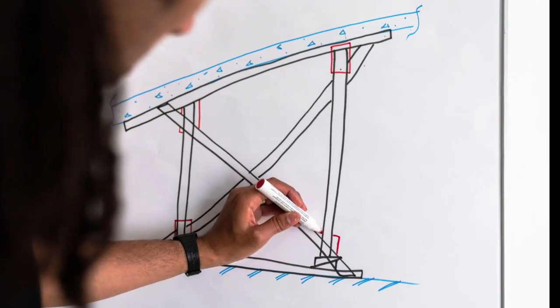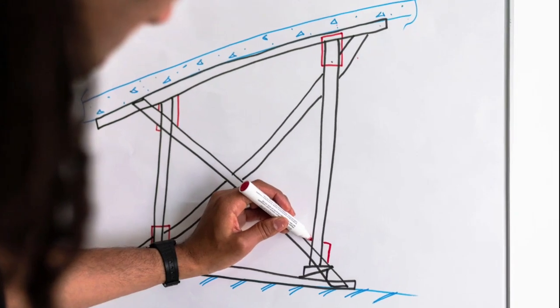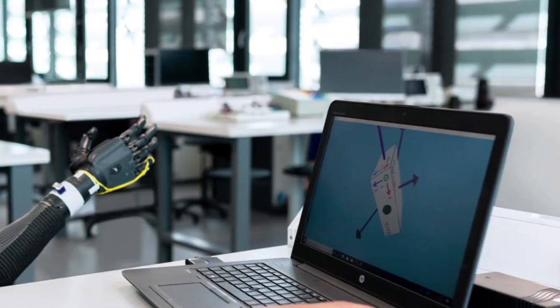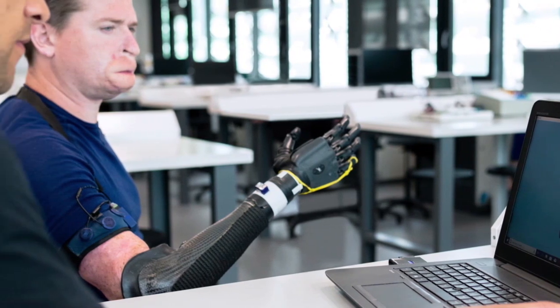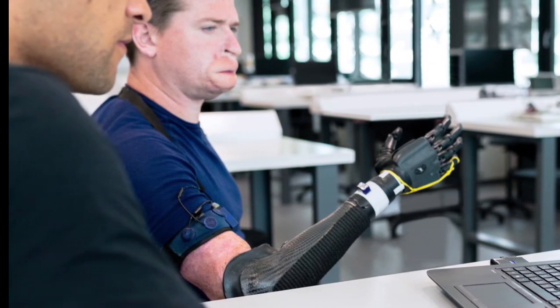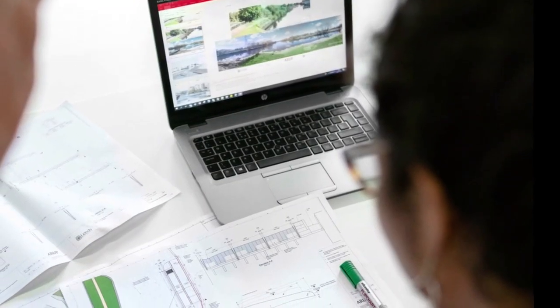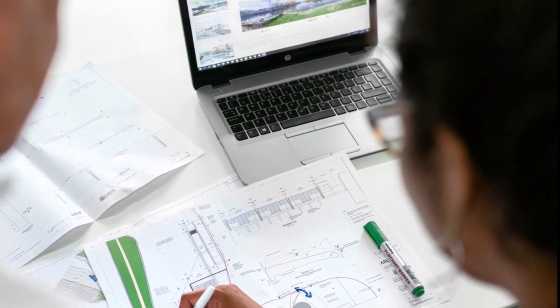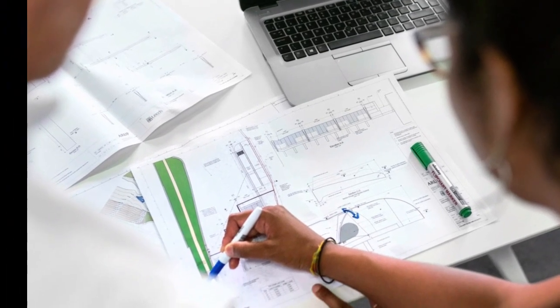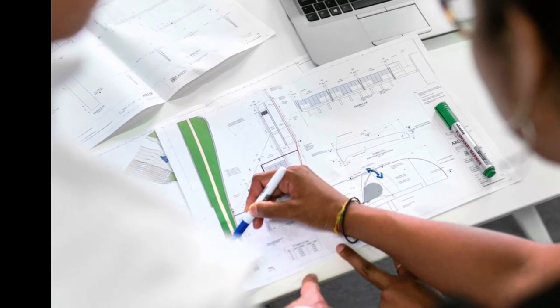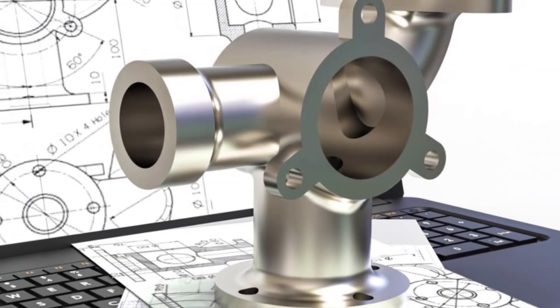They play a crucial role in the manufacturing industry, working with engineers and technicians to bring ideas and concepts to life. Here are the key responsibilities and skills of a mechanical engineering designer. Design creation, using computer-aided design, CAD, software. Mechanical engineering designers create 2D and 3D models of mechanical parts, assemblies, and systems.